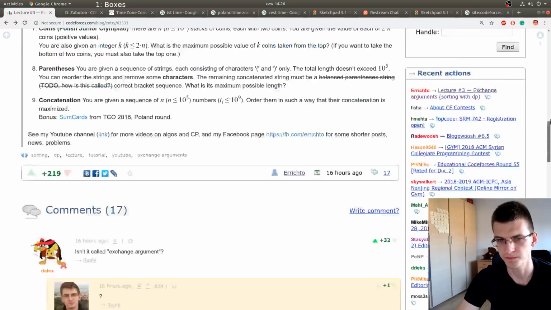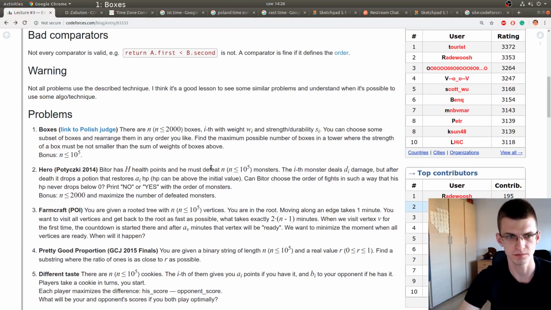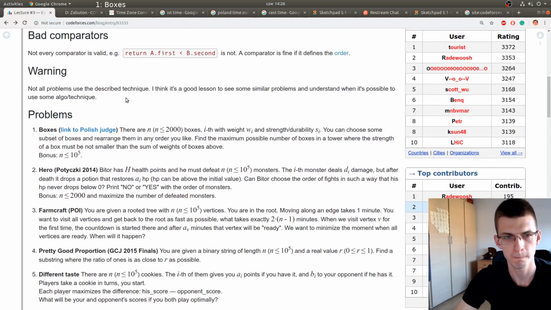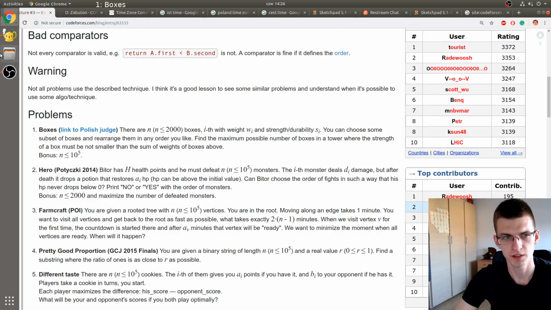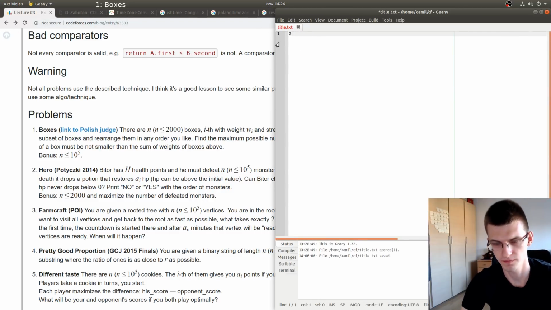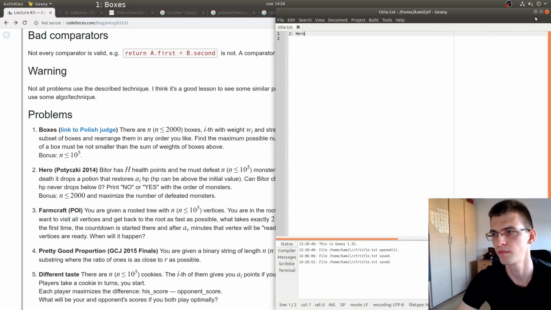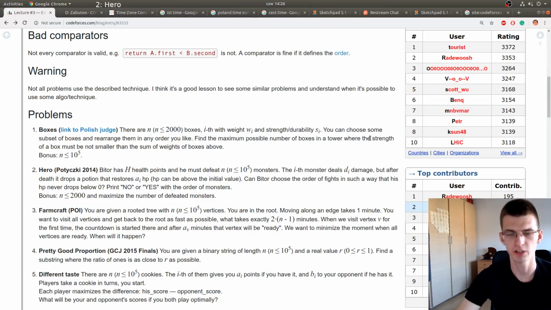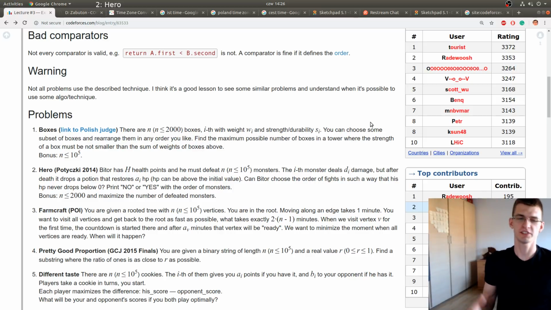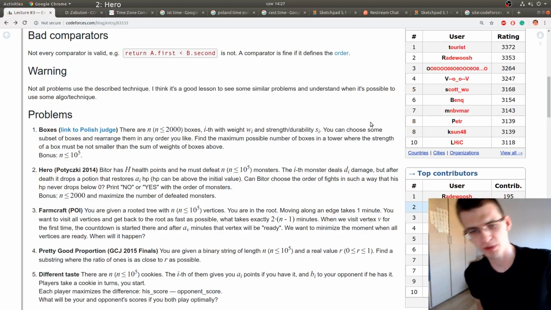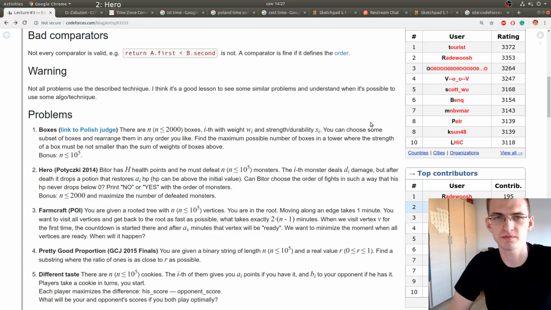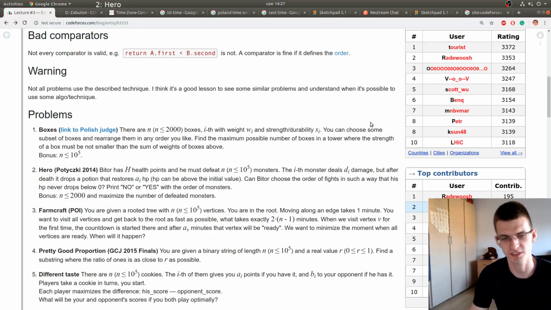Okay, let's move on. The second problem will be harder, but similar. Let me change the title. Problem Hero. There is some hero. The problem was from a Polish contest, so our names are always like Bitek or Bitor, something like that. Here Bitor has H health points initially, and he must defeat n monsters, and n is up to 100,000.